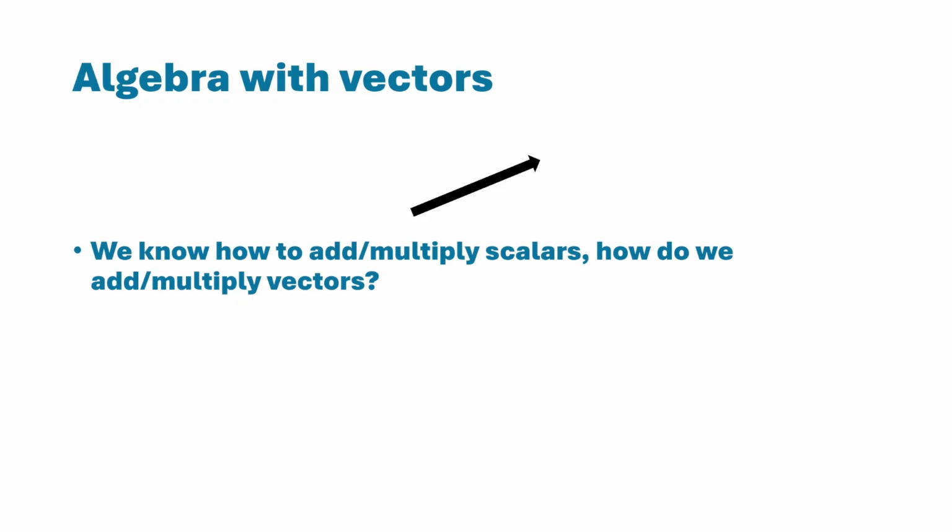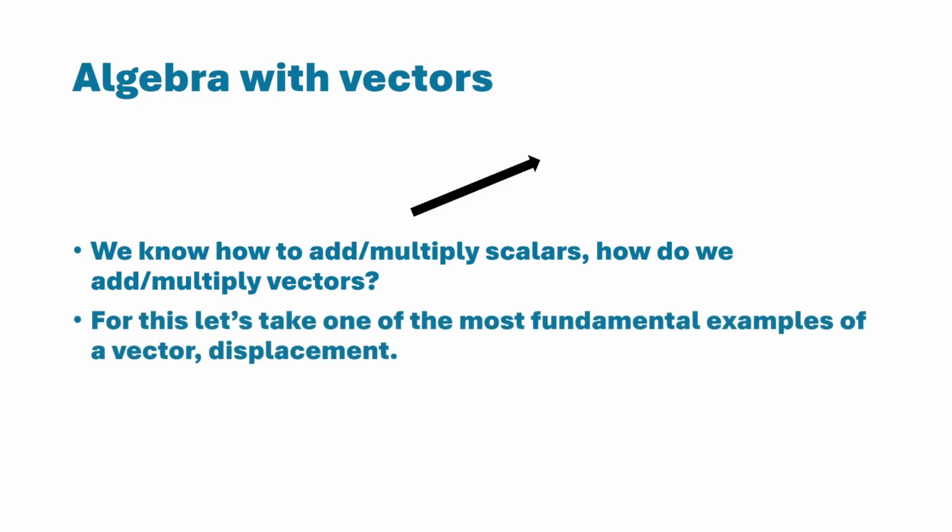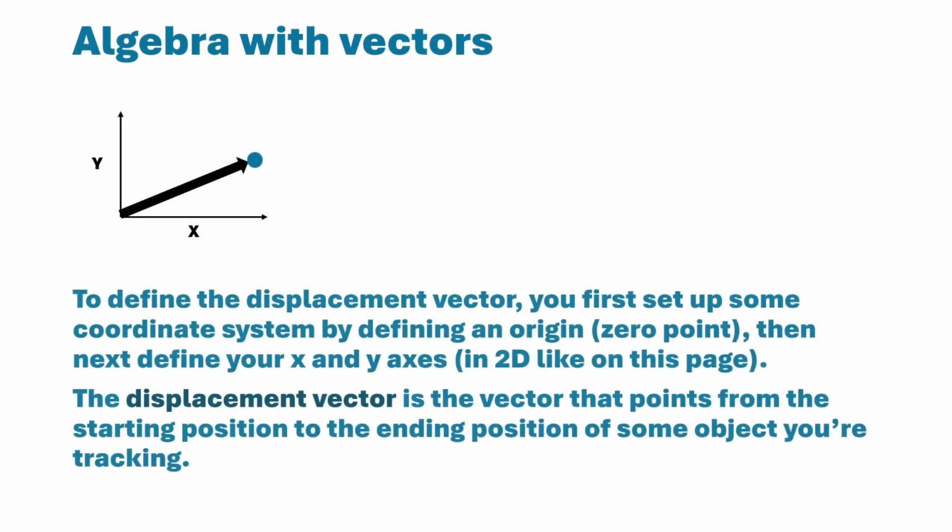So we know how to add and multiply scalars. But to get started, thinking about how we would add vectors, let's take one of the most fundamental examples of a vector, the displacement vector. To define the displacement vector, you first set up some coordinate system by defining an origin, some 0 point, and then defining your x and y axes, like the one we defined just on this page. The displacement vector is a vector that points from the starting position to the ending position of some object you're tracking.